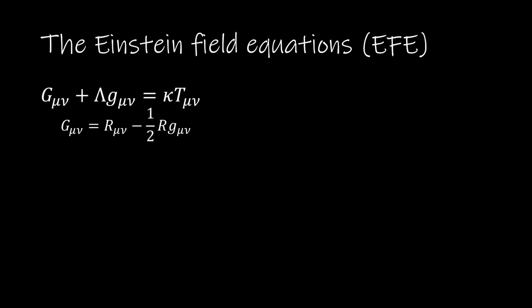The EFE may be written in the form, where the uppercase G_μν is the Einstein tensor, the lowercase g_μν is the metric tensor, T_μν is the stress-energy tensor, Λ is the cosmological constant and κ is the Einstein gravitational constant. The Einstein gravitational constant is defined as, where G is the Newtonian constant of gravitation and c is the speed of light in vacuum. The expression on the left represents the curvature of spacetime as determined by the metric, the expression on the right represents the stress-energy-momentum content of spacetime.